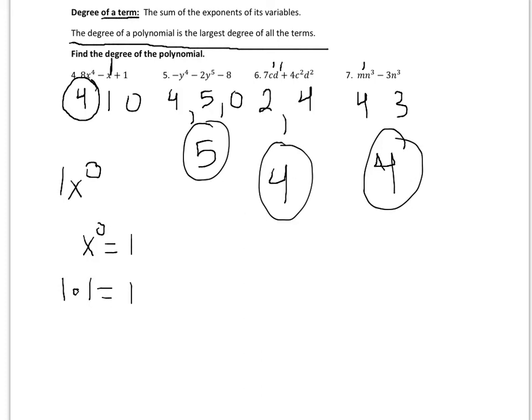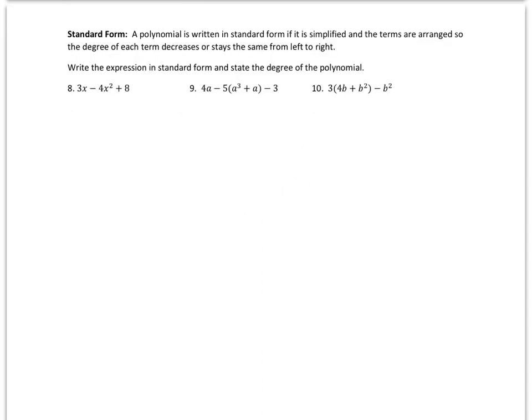Now, there's a big reason that we need to understand how to get the degrees, because we have to learn how to write these in standard form, which is all based on the degree. So if you do not understand the degrees yet, back up and try to re-watch this, because we can't move on until you understand how to find the degree. So standard form. A polynomial is written in standard form if it is simplified and the terms are arranged so the degree of each term decreases or stays the same from left to right.